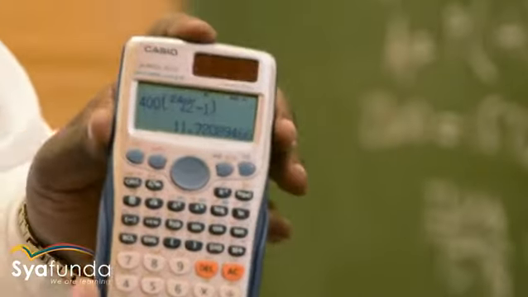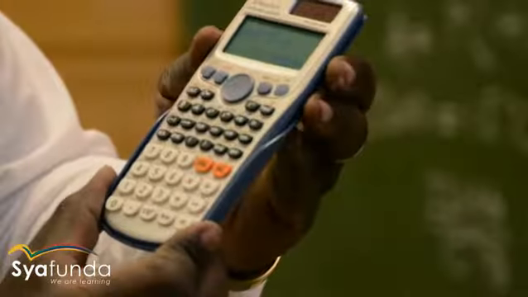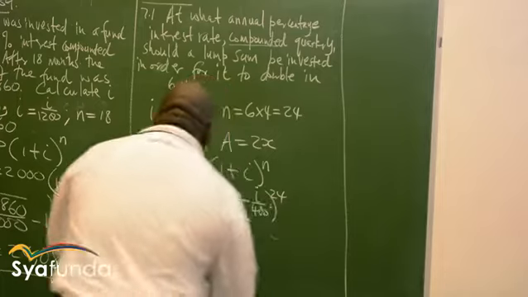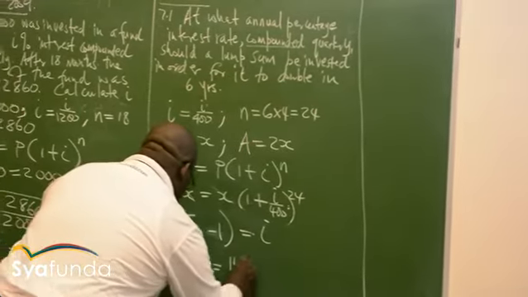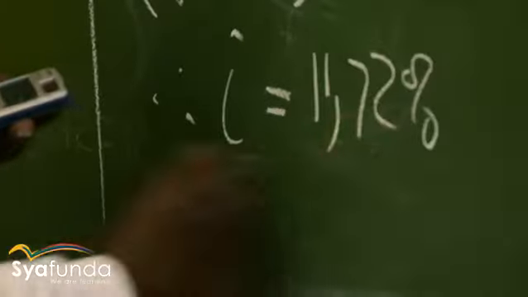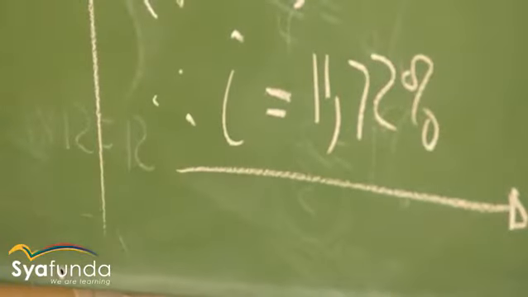What is it that we are getting there? It is the value of 11,72. So what we get here is 11,72%. This is the interest rate for this particular one.